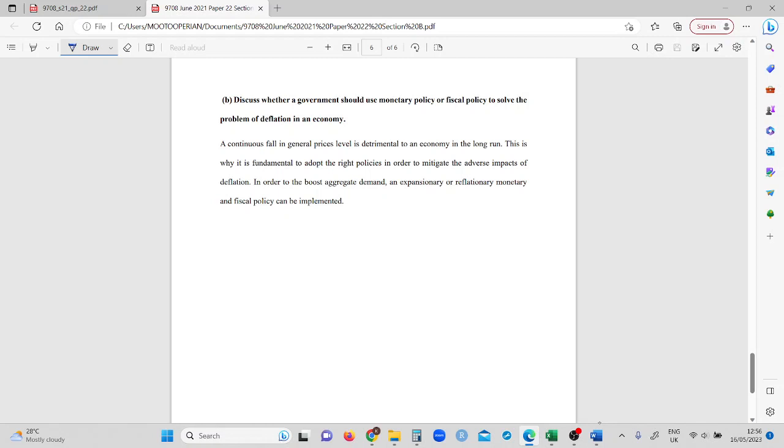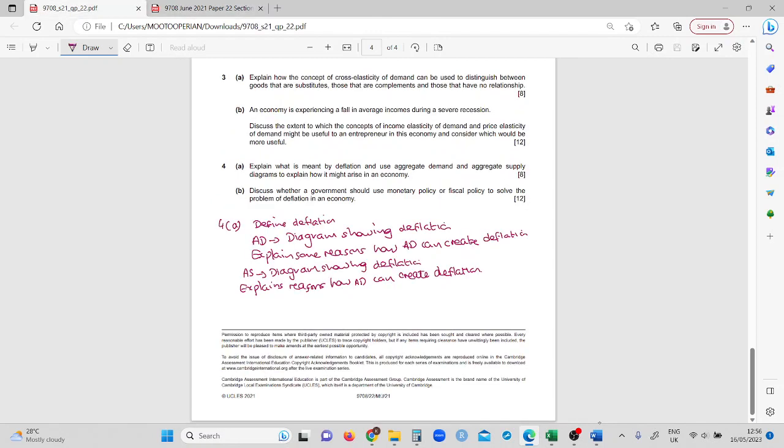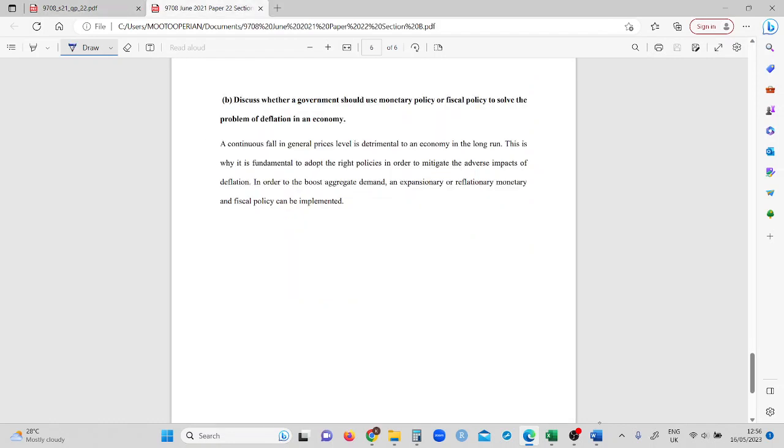Okay. So part B: discuss whether the government should use monetary policy or fiscal policy to solve the problem of deflation in an economy, a continuous fall in prices. Of course, you have to give examples of monetary policy that will be used as well as the types of fiscal policy that will be used. First of all, you have to give a small introduction. For your essay, it is 12 marks.